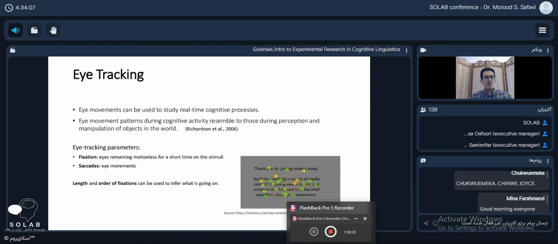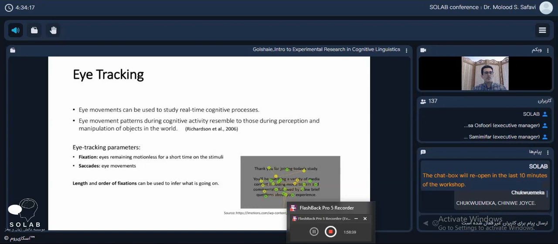So scientists or psycholinguists study eye tracking patterns, they study the order of fixations and the length of the fixation. So, if a word has been fixated more, there may be something going on, which, depending on their hypothesis, can be meaningful and can be indicative of a cognitive process.